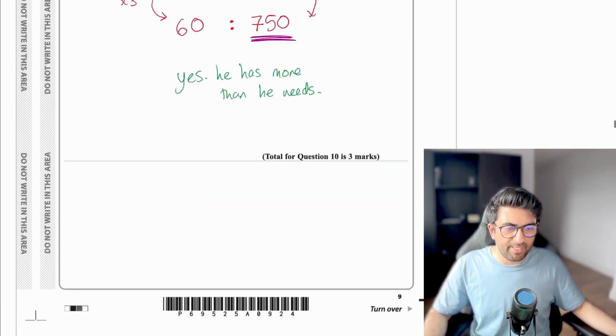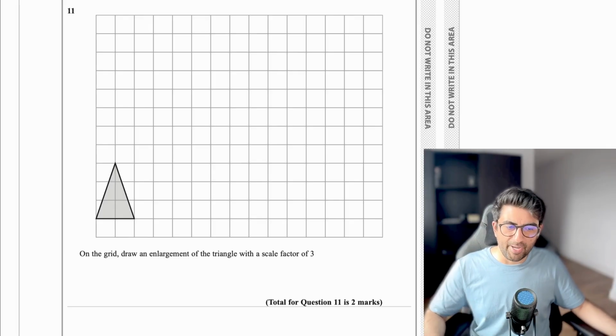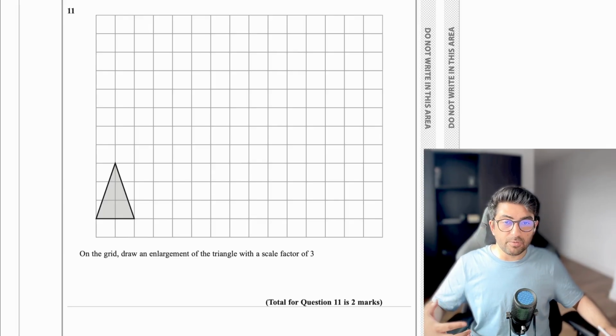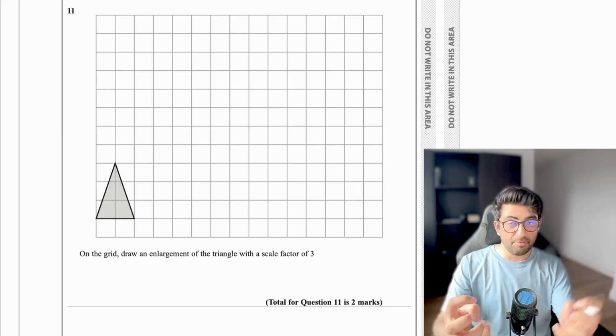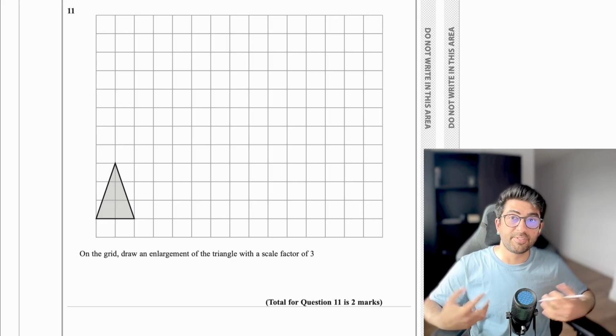Good. Okay. Next question. On the grid, draw an enlargement of the triangle with a scale factor of 3. Okay, so what is scale factor? Scale factor just means the multiplier, the thing that you're multiplying by. So how can we enlarge this triangle with a scale factor of 3?